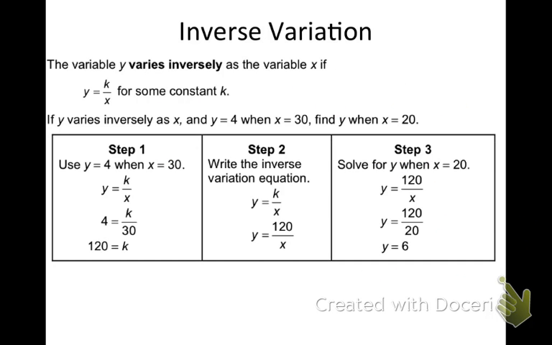All right, next thing we're going to talk about is if it varies inversely now. The variable y varies inversely as the variable x if y equals k over x. Notice the difference. Inverse variation is y equals k over x. Direct variation is y equals kx. So notice the difference here. Now, a couple things here. If I were to take this function, y equals k over x, and I asked you to solve for k, what would that be?